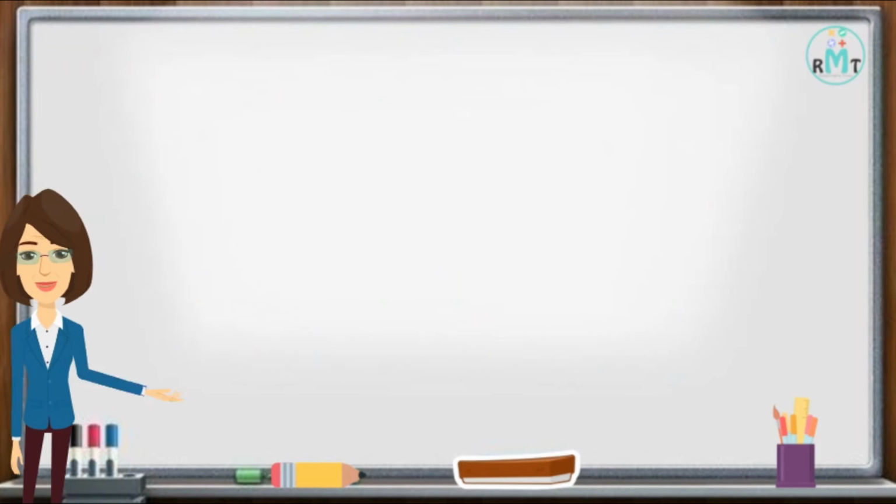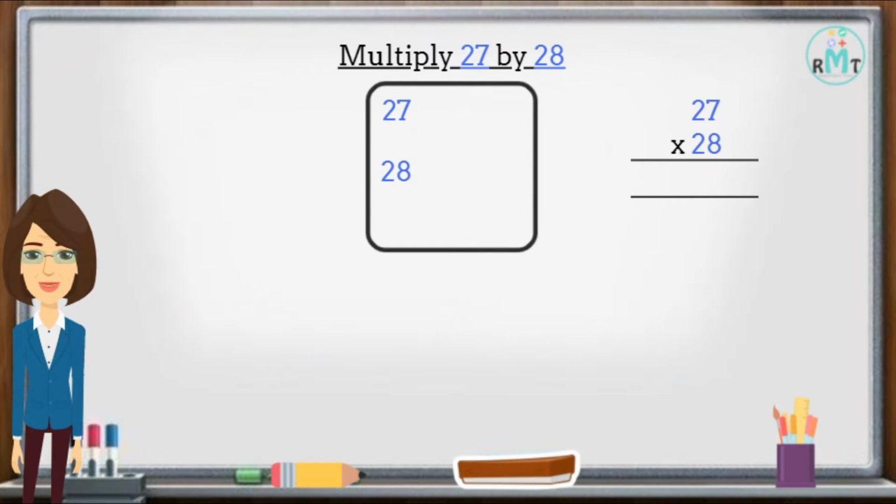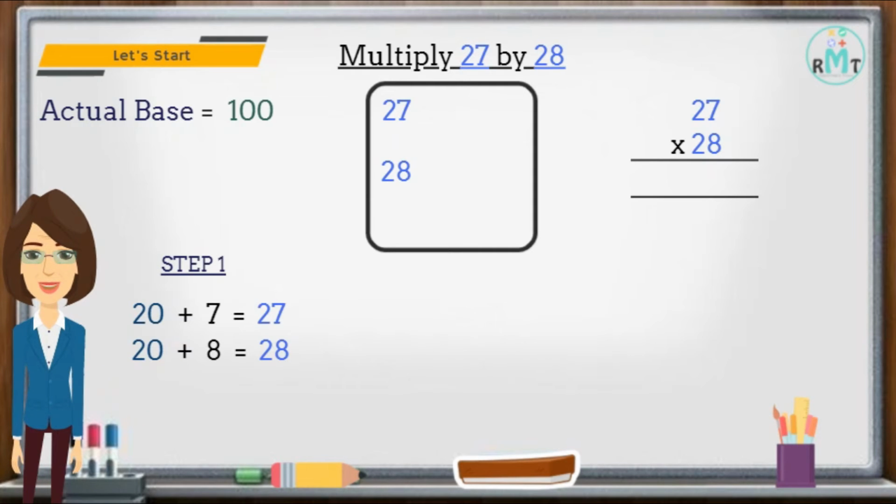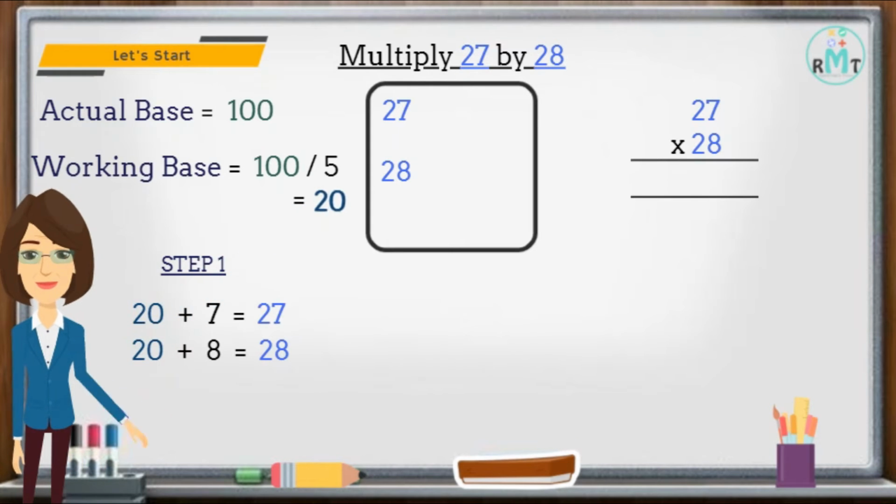Let's take one more example. Multiply 27 by 28. Let's start. Here, the actual base is 100. Step 1. Both the numbers are close to 20. So, our working base is 20, and all the calculations are done with respect to 20.